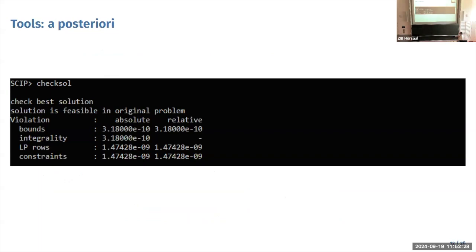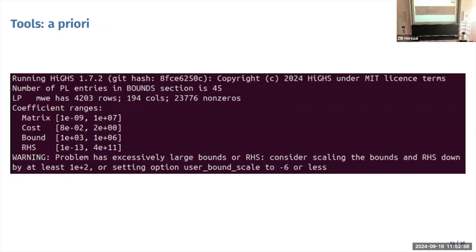In SCIP, you get statistics on the absolute and relative violation of bounds, integrality, rows, and constraints, because SCIP has a more general concept that Xenia already mentioned, constraint integer programming, which allows you to solve more than just linear inequalities. So this would be to check afterwards just whether it's feasible. But of course, that doesn't tell you whether something went wrong during the solution process. So here is a log output from another open source solver, HiGHS.